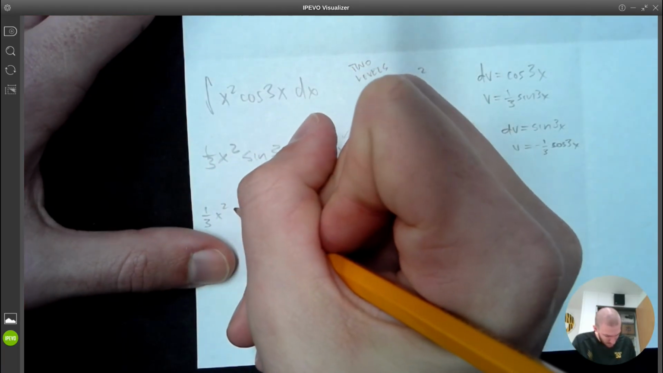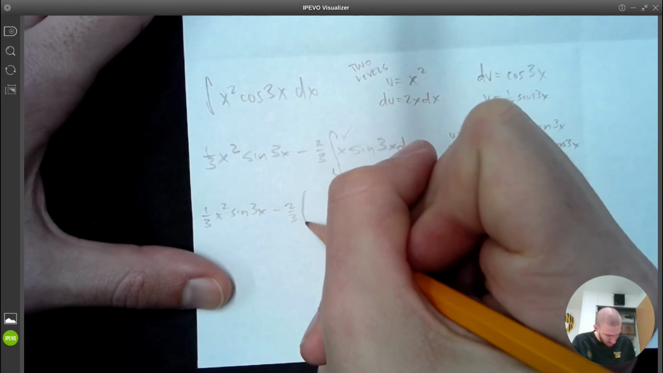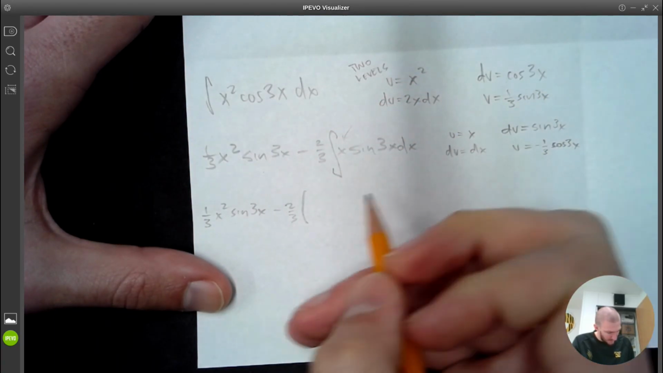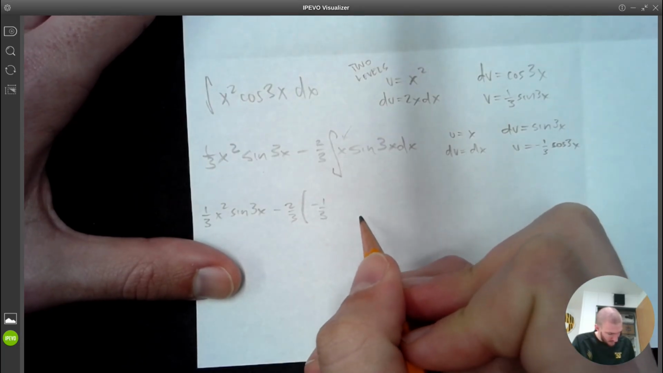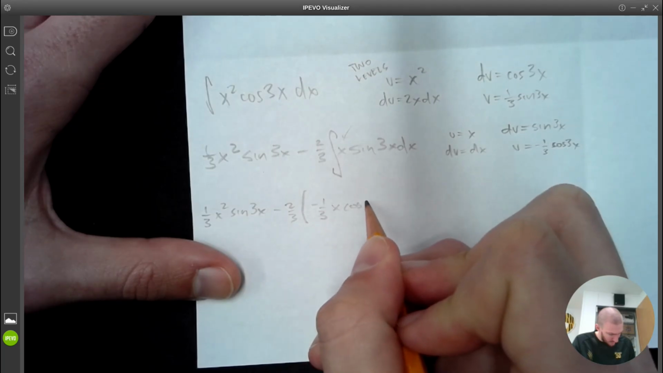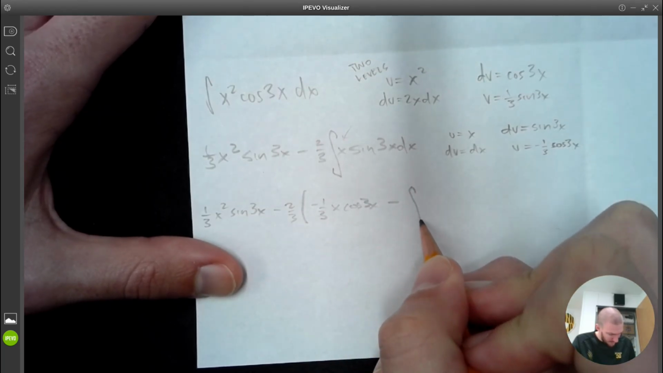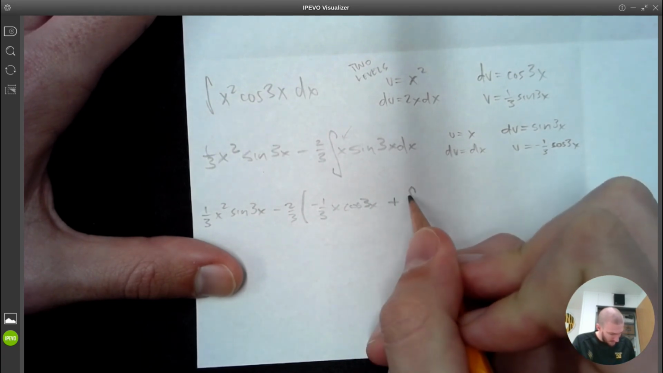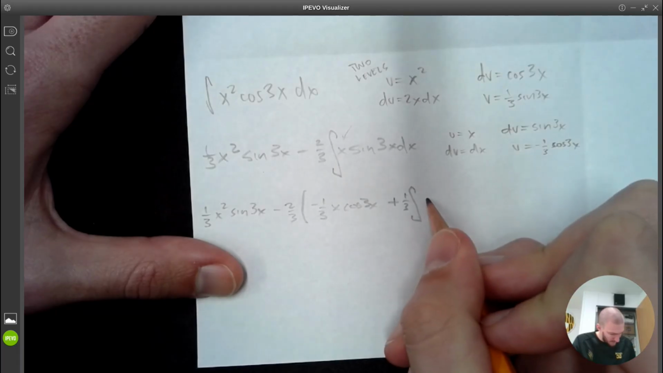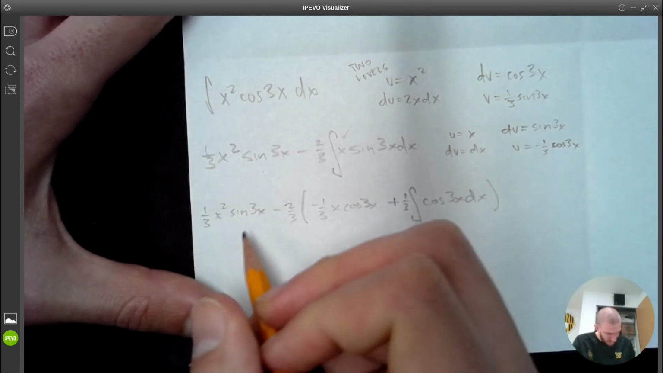1/3 x squared sine 3x minus 2/3 parentheses diagonal negative 1/3 x cosine 3x minus the integral of these two. Now I have that negative 1/3 cosine 3x dx.